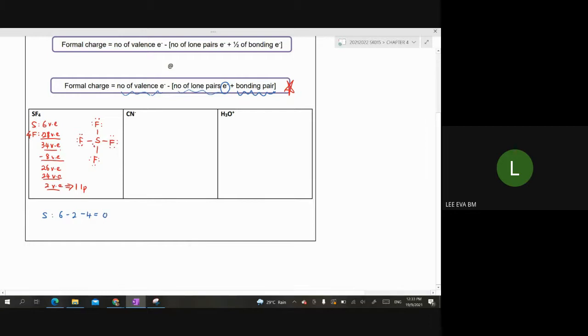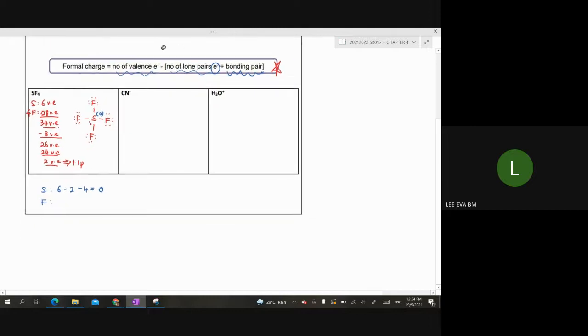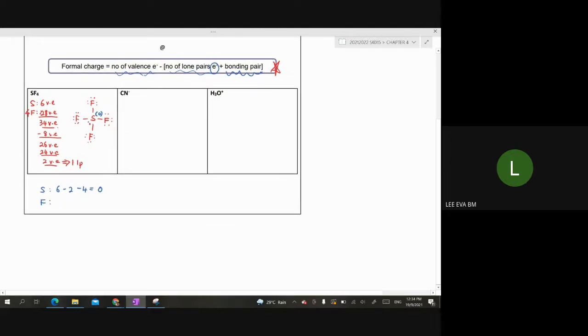So dekat sini formal charge untuk sulfur adalah kosong. So this calculation you don't have to show. Once you are expert, you don't have to show. You calculate saja, lepas tu awak terus tulis atas sulfur. Sulfur has a 0 formal charge. Okay, tolong kirakan untuk fluorine sekali saja sebab semua fluorine adalah sama. Fluorine valence electron berapa? 7. Ada berapa lone pair electrons untuk satu fluorine?